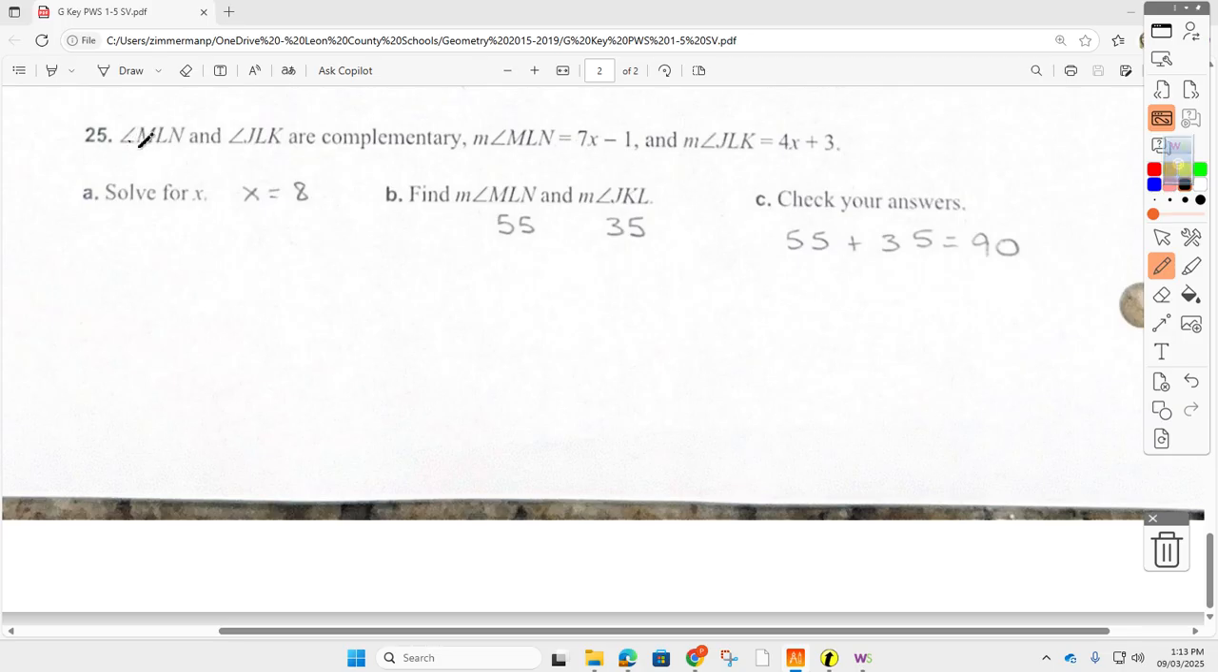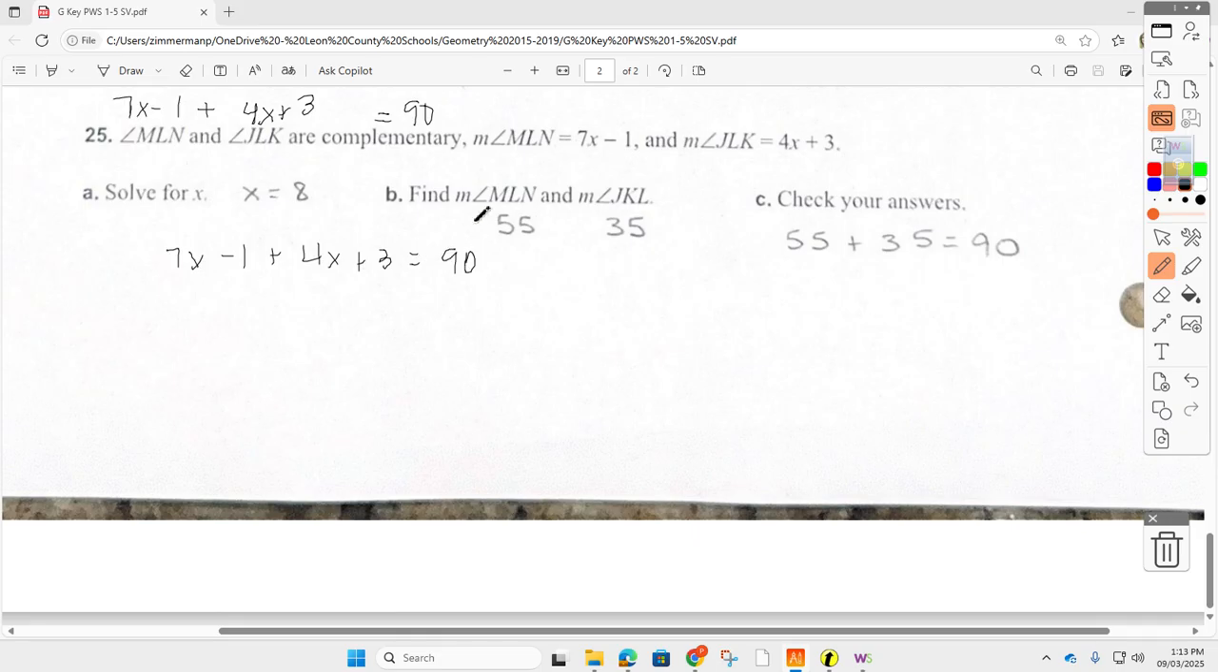So if we know that these two angles are complementary, and we know that angle MLN is 7x minus 1, I'm going to write it up here because I like that visual. And the measure of JLK is 4x plus 3. The first thing they asked me to do is to solve for x. Well, complementary means they equal 90 degrees, right? So I'm literally just going to add those together. So 7x minus 1 plus 4x plus 3 equals 90.